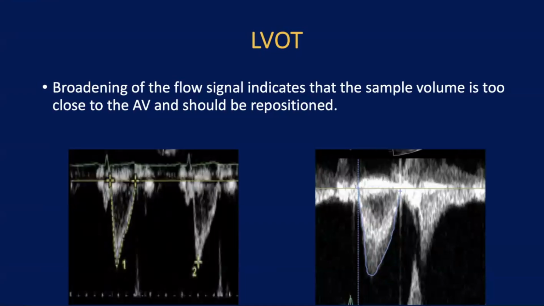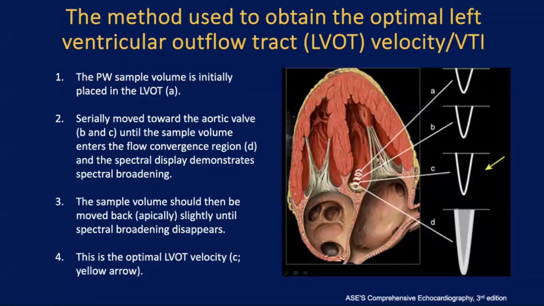It will affect the stroke volume, the cardiac output, the cardiac index, the aortic valve area. If you want to calculate QP/QS, regurgitant fraction, anything, a lot of things will be affected in the process.